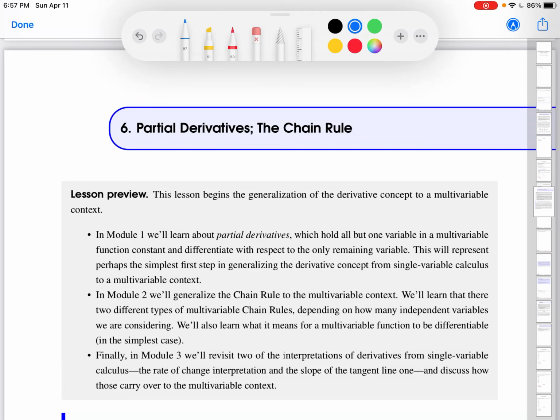Hi, this is Professor Fernandez, and in this video we are going to work on the beginning, Module 1, of Lesson 6. This lesson is about partial derivatives and the chain rule.